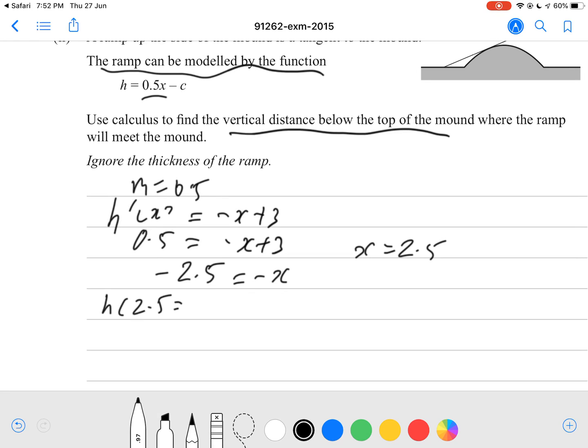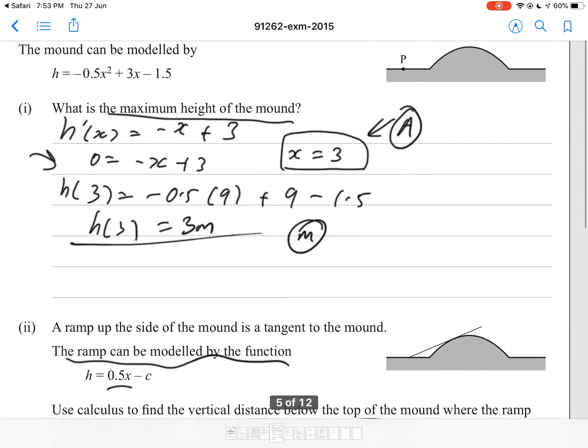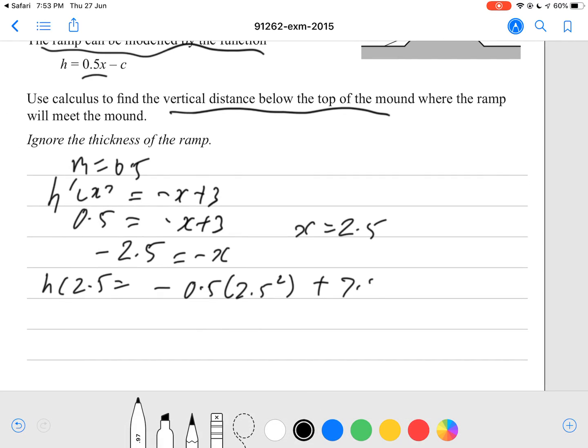So basically h of 2.5 equals negative 0.5 times 2.5 squared, plus 7.5 minus 1.5. So 2.5 squared divided by 2 plus 7.5 minus 1.5. That should give you your answer. Sorry, a bit sick recently, so sorry about that.